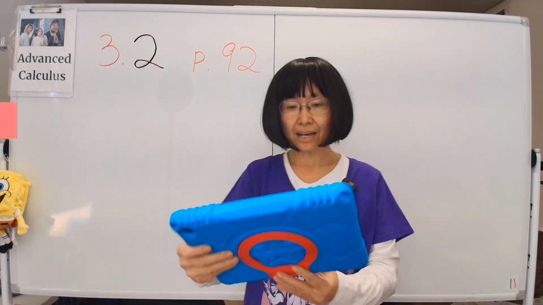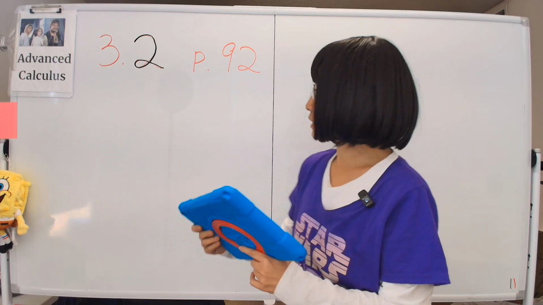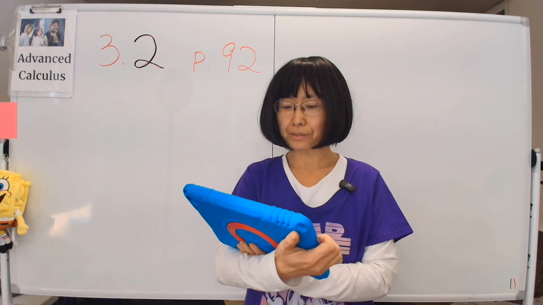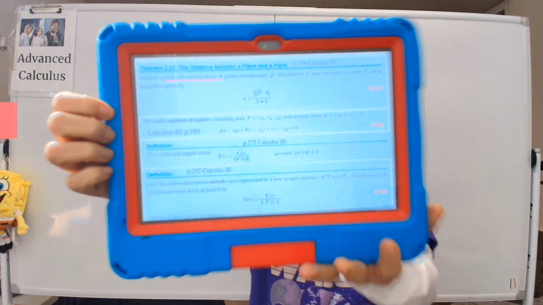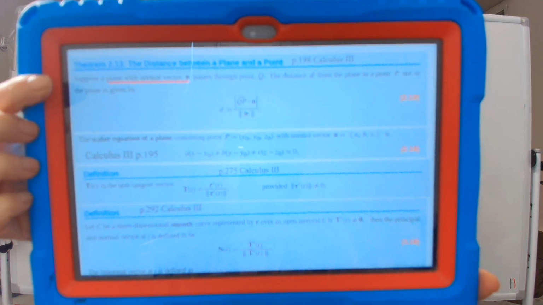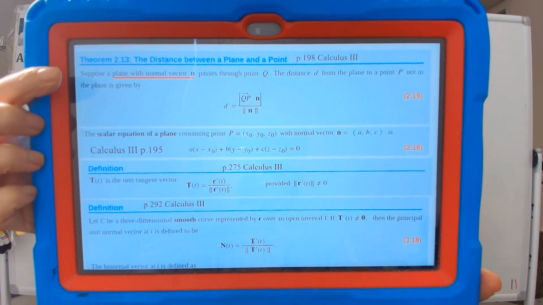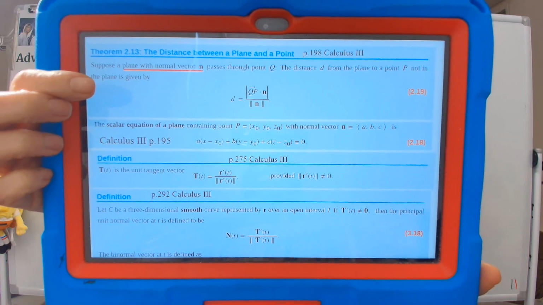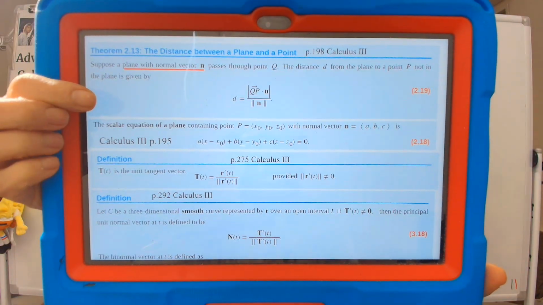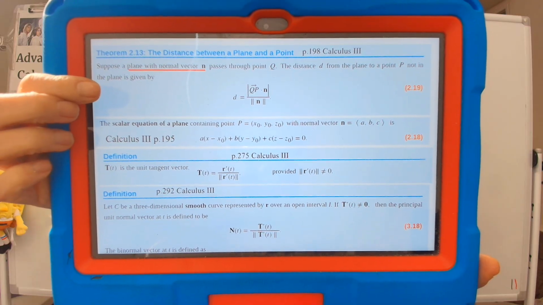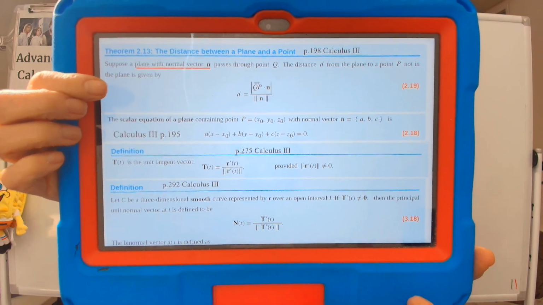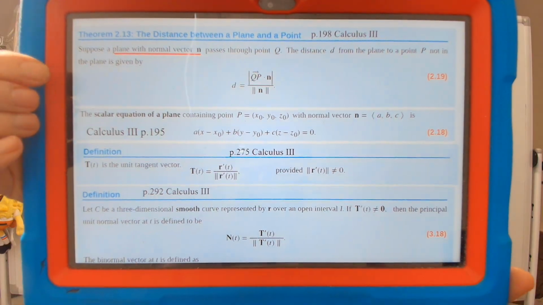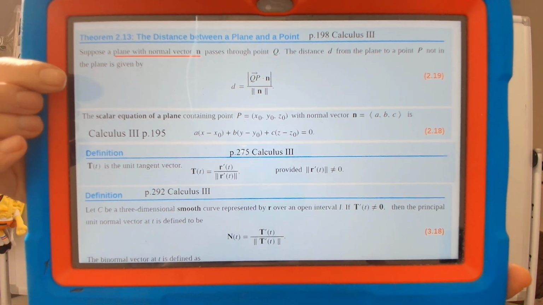All right, now we are ready to start, but before that, I want to remind you of some of the stuff from Calculus 3. Now first, the distance formula: the distance between a plane and a point is the vector dot the plane's normal, divided by the normal's magnitude. Please look at this and go into detail more.